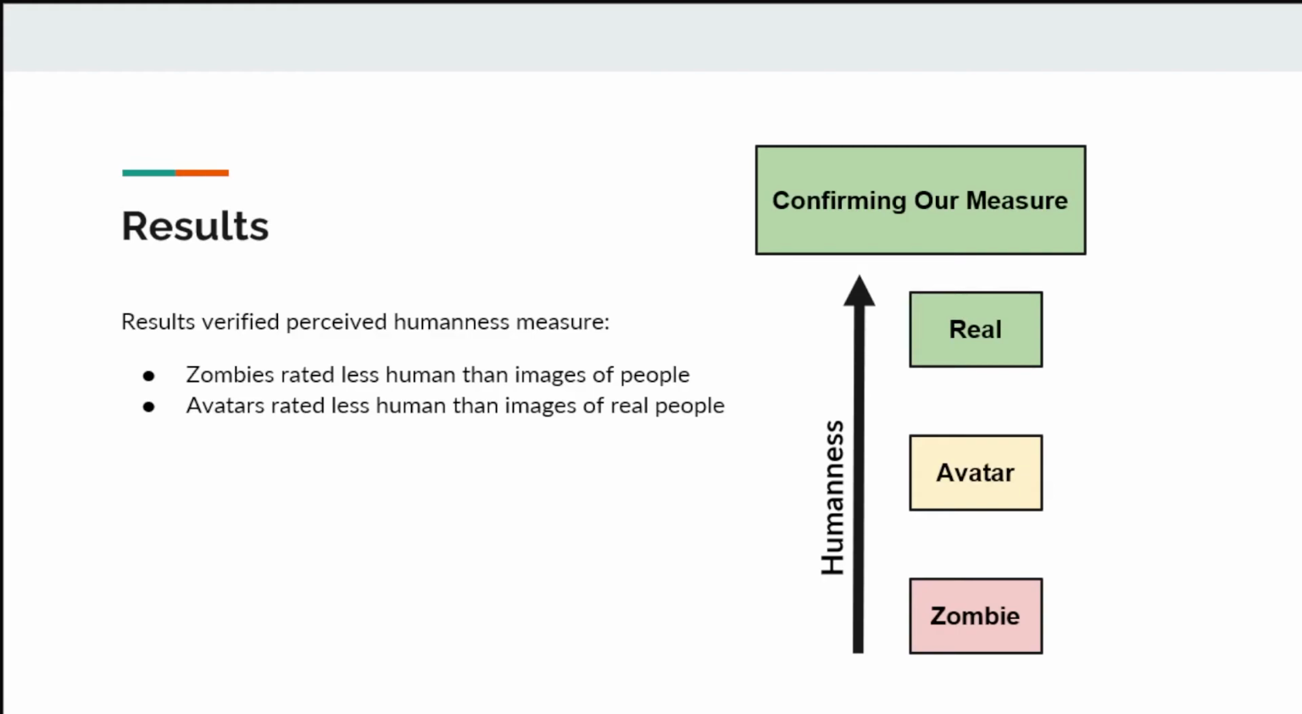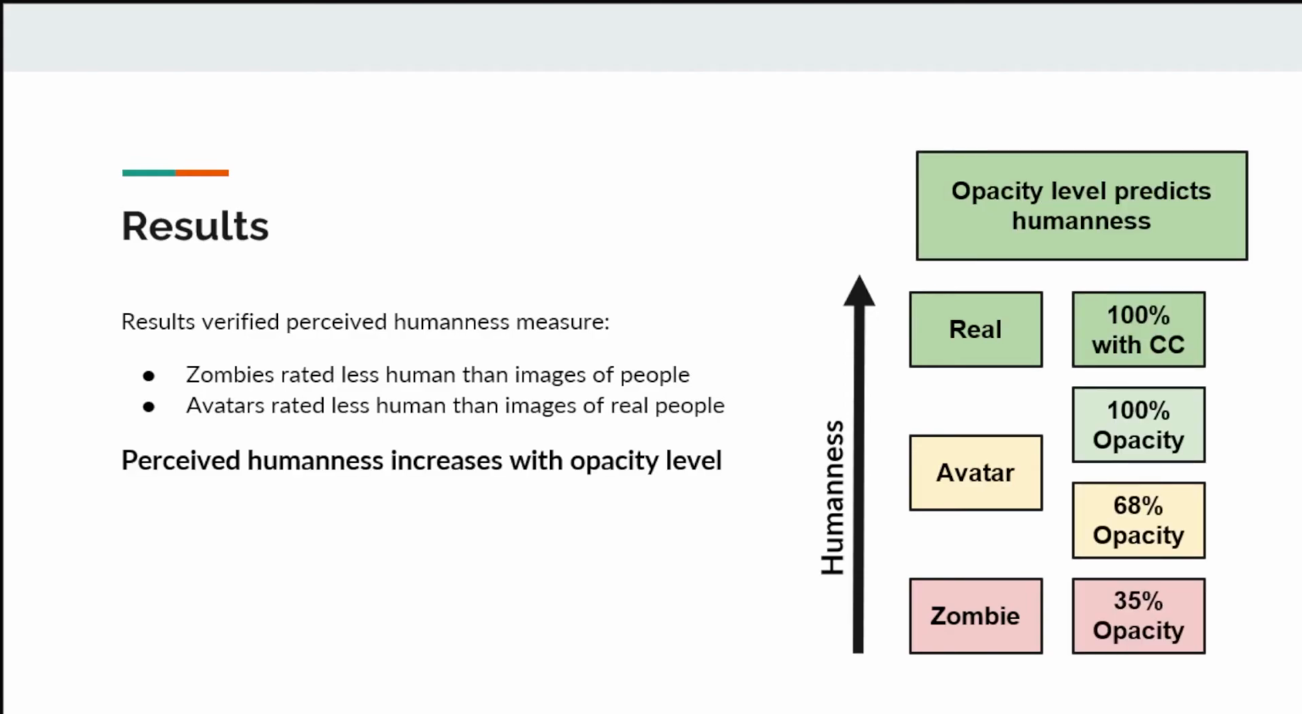The results of the study indicated that the perceived humanness measure was accurate at establishing differences between images of zombies, images of avatars, and images of real people. With our measure confirmed, we saw that the opacity level has a significant main effect on the perceived humanness of the people in the images, where increased opacity results in increased perception of humanness.